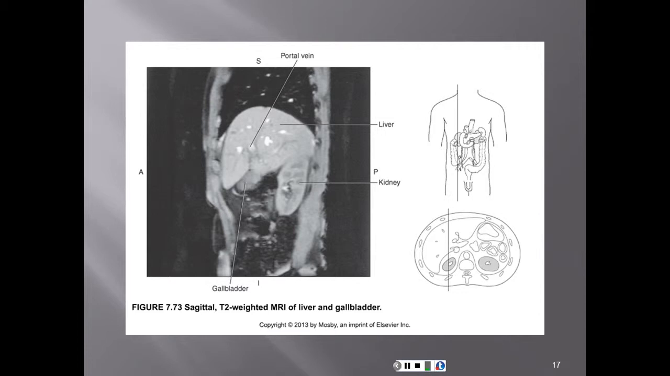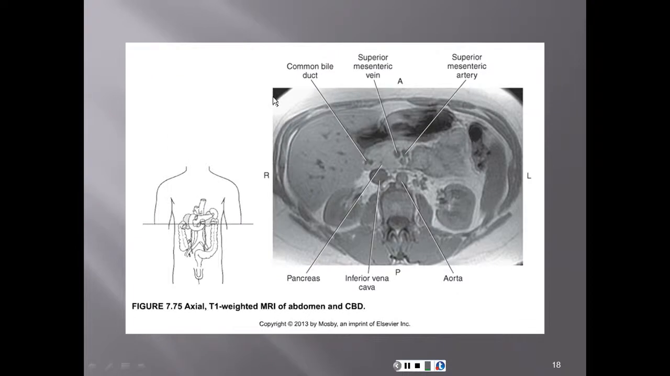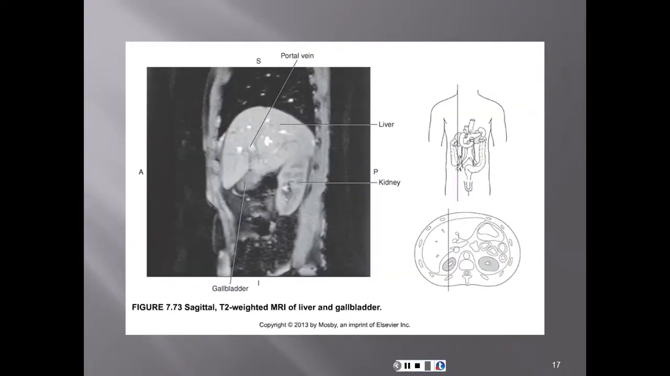Sagittal T2 weighted MRI of the liver and gallbladder. Sagittal, this is the liver, kidneys, this is anterior, this is posterior. Lungs showing up black, and there's flow inside of these vessels, so the vessels are showing up white. Again, sagittal T2 weighted MRI of the liver and gallbladder.